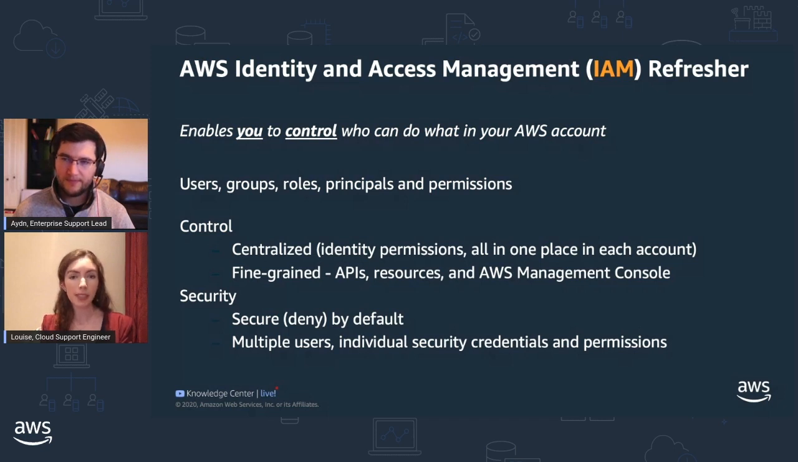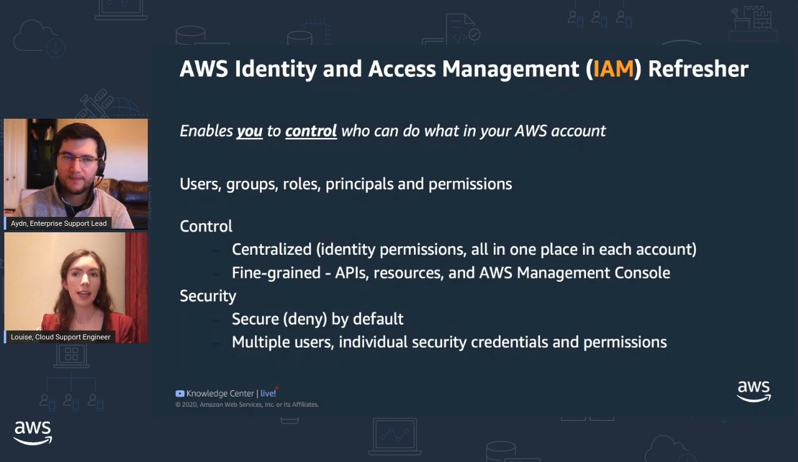You also have principals. So a principal is used in a resource-based policy or a role trust policy to specify access to a resource. The principal can be specified as anything: a user, a role, a federated user, AWS service, root user, or a whole AWS account. And lastly, you have permissions. So permissions let you specify access to AWS resources. Permissions are granted to IAM entities: users, groups, or roles.